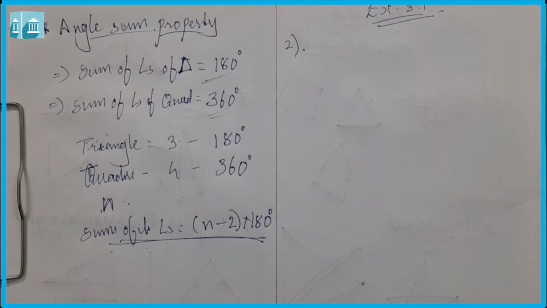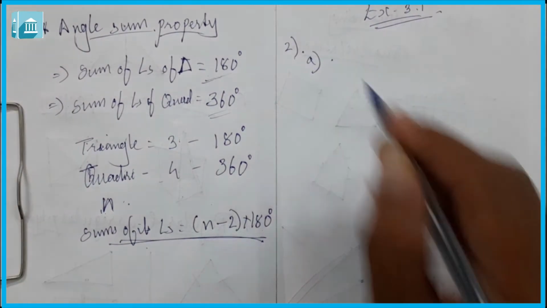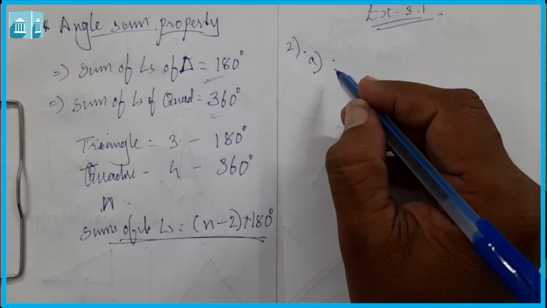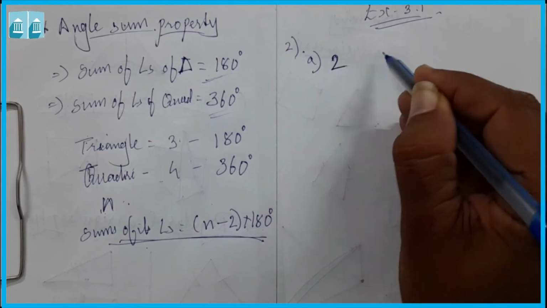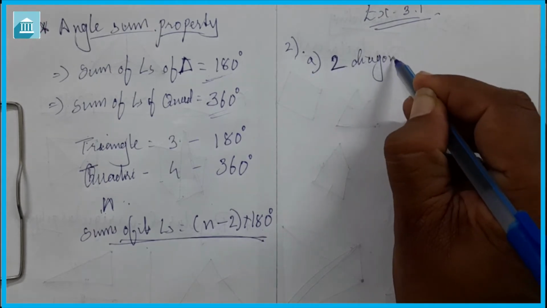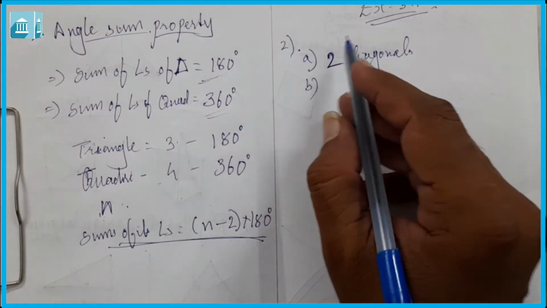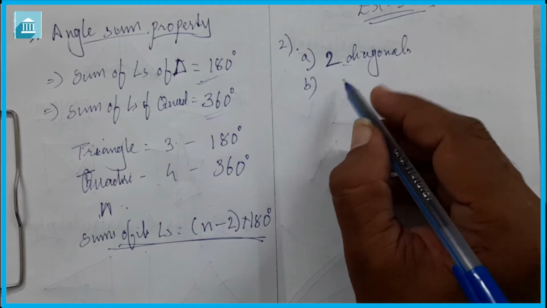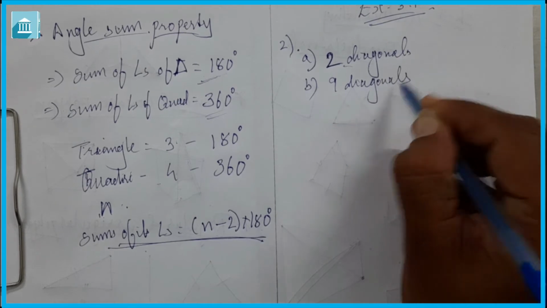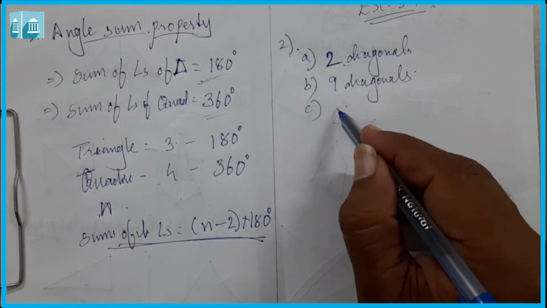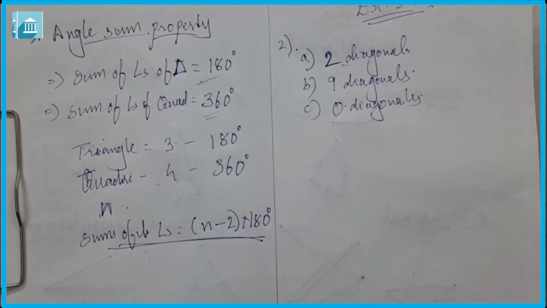Question number 2 is, how many diagonals does each of the following have? First is a convex quadrilateral. We had seen that in a quadrilateral there are 2 diagonals. So you can write here quadrilateral, 2 diagonals. Second is a regular hexagon. A hexagon has 9 diagonals. If you draw the hexagon and find out, it will have 9 diagonals. Third is a triangle. A triangle has 0 diagonals. A triangle does not have any diagonals.